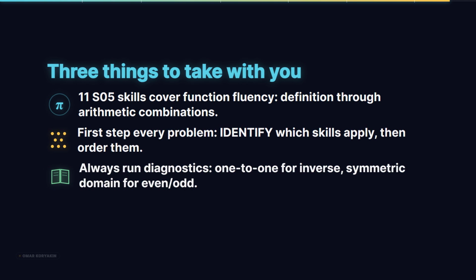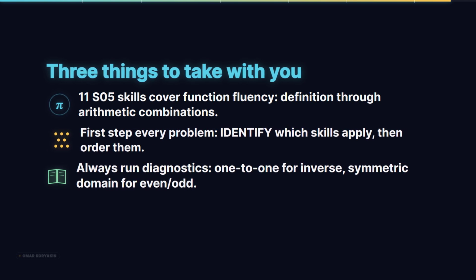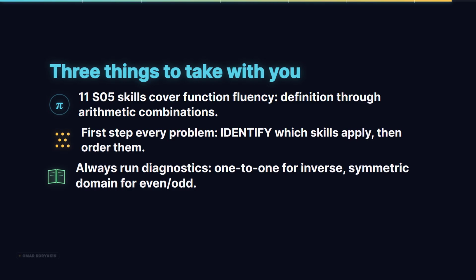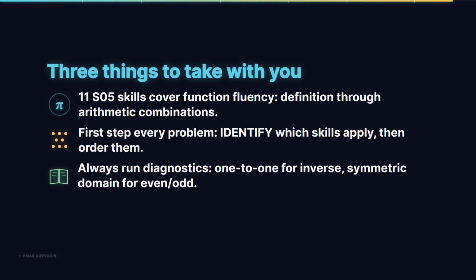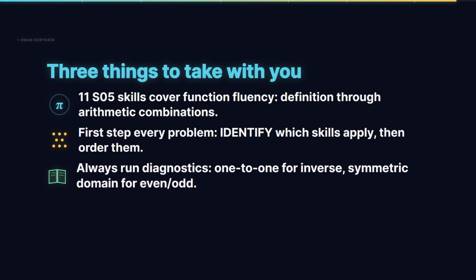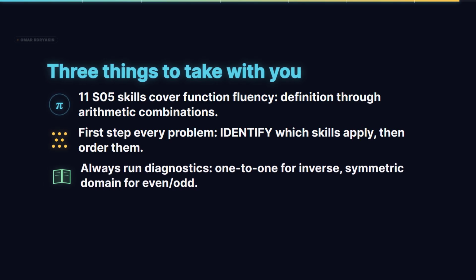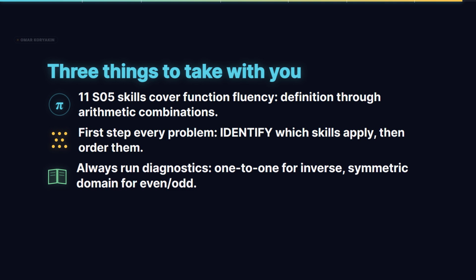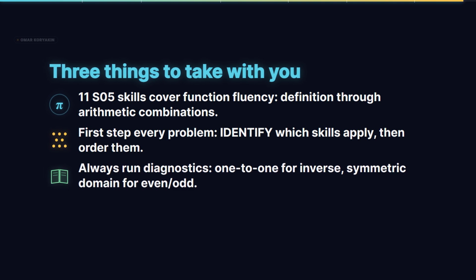Always run the appropriate diagnostics before applying the main operation. For inverse, verify 1 to 1 with the horizontal line test or the strictly monotonic argument. For even odd, verify the domain is symmetric across 0. For composition, identify the inner and outer functions before evaluating. For arithmetic combinations, identify any domain restrictions, including the zero denominator rule for division. The diagnostics take 10 seconds each and prevent silent errors that lead to wrong final answers.